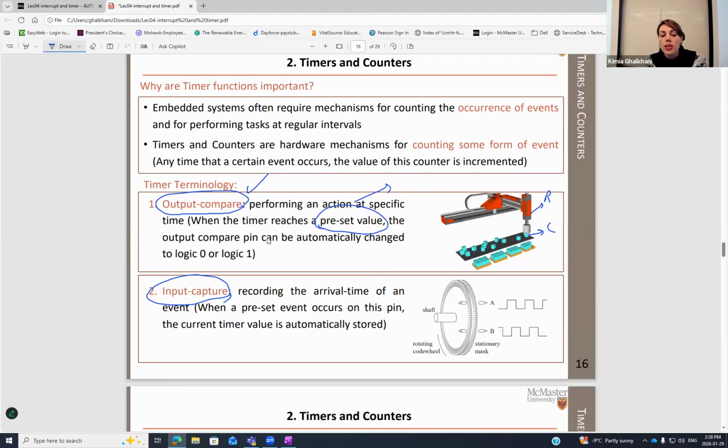Any system or any timer terminology which is focused on the preset value for the timer or counter, that's what we call output compare. And any time that the timer is done timing, it will generate, based on the way that we program it, a 0 or 1. So that's the basic of output compare. It means the very last event will be compared with the preset, and the next event is set accordingly, right?